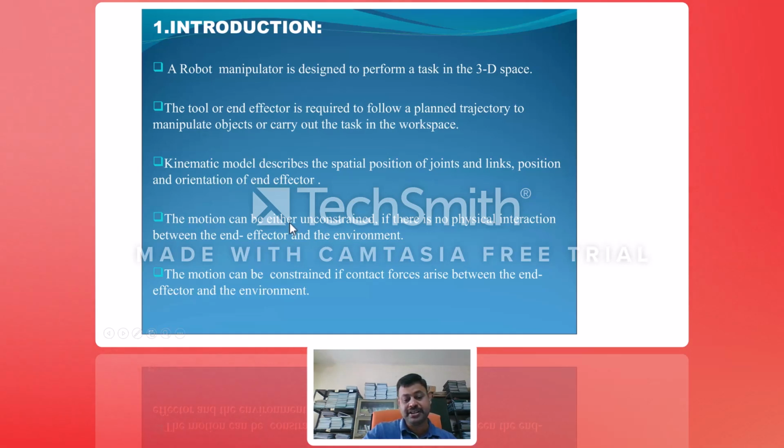The motion can be either unconstrained or constrained. If it is unconstrained, there is no physical interaction between the end effector and the environment. Therefore, the motion will be freely carried out. There are no obstacles, nothing. It can go straight away. If it is constrained, contact force arises between the end effector and the environment.